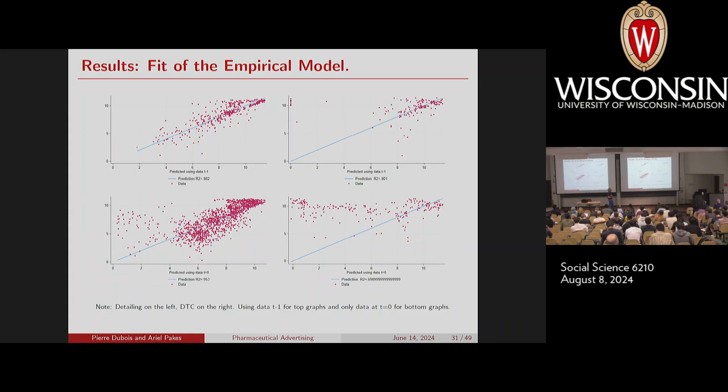So these are the fit of the empirical model. And remember, there's both detailing and DTC. There's a lot more detailing observations than DTC because a lot of the firms don't do direct-to-consumer advertising. The top ones, as I said yesterday, I'm going to condition on the past. You saw yesterday the serial correlation coefficients were like 0.9, 0.95 sometimes. So conditioning on the past, you should do pretty good, because 0.95 serial correlation in the error is helping you a lot. And in fact you do.